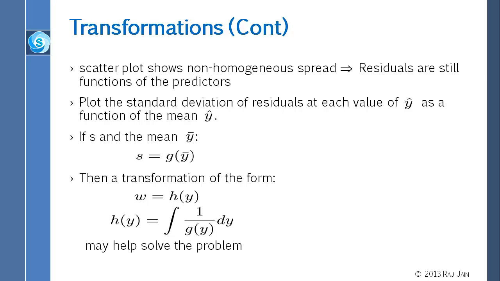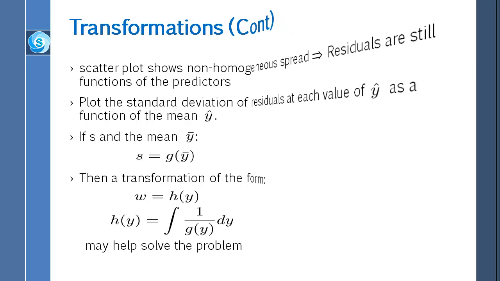And on the other hand, if you notice that the standard deviation is some function g of y bar. So remember, the second test was independence of the errors. Basically, there is no foolproof test for independence. So what we do is we measure the errors and plot the errors as a function of y hat. If you can somehow think of a function g, then use a transformation h, such that h is the integral of 1 upon g(y) dy, and that will solve the problem. That will make the standard deviation constant.